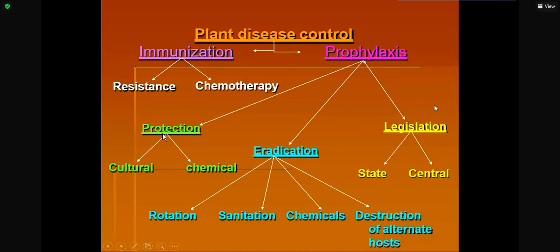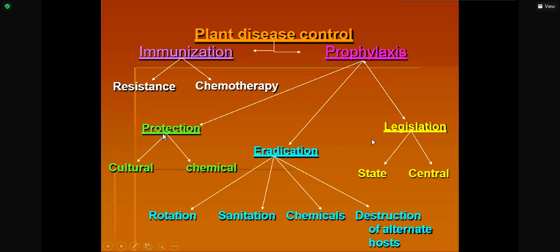Then another approach you can see here is legislation, that is, dealing with the law, enforcement of law, and regulation of the pathogen. How can we do it? Let's say we are afraid about the coronavirus. This virus was first reported in China. You know it. So how?